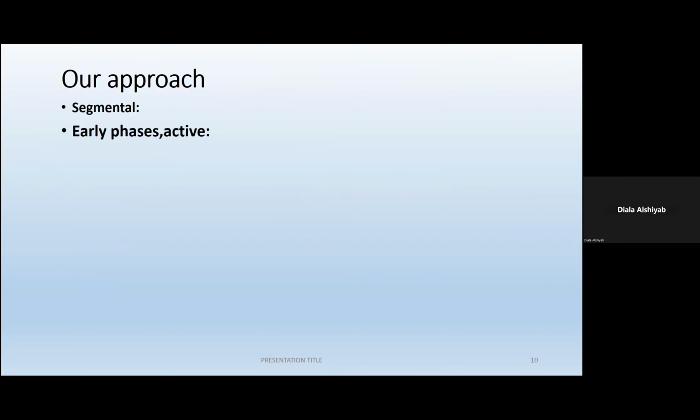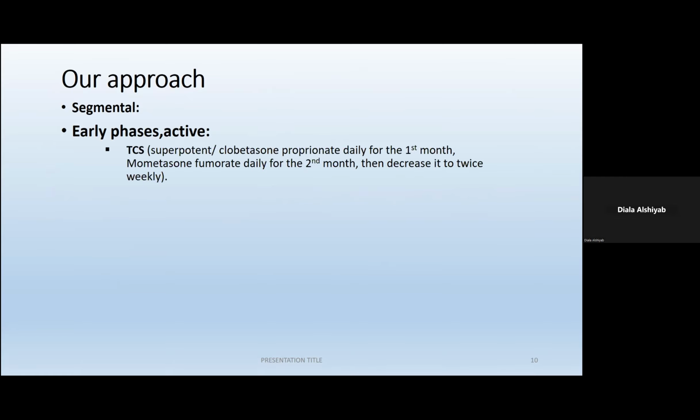For a patient who has segmental vitiligo, this depends on whether the patient presents in the early phase and still active, or when it becomes stable. So if the patient presents within the early phase of segmental vitiligo and still active, we treat it as non-segmental vitiligo. So here we give the combination of topical corticosteroid and calcineurin inhibitor, as what we just mentioned in non-segmental.